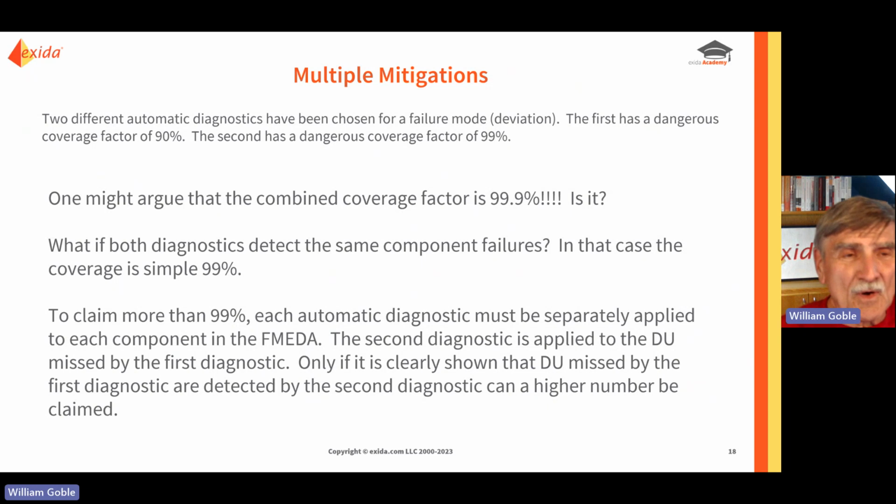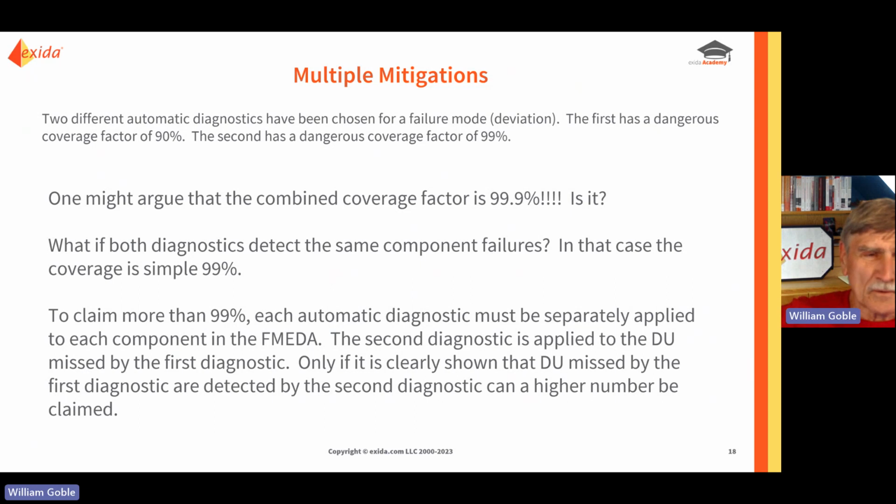What if there are more than one automatic diagnostics for any given failure mode? Once, one of our customers came in with an FMEDA where they really wanted to detect this particular problem. This is a nasty, dangerous condition. So they put in two diagnostics. The first had a coverage factor of 90%. The second had a 99%.